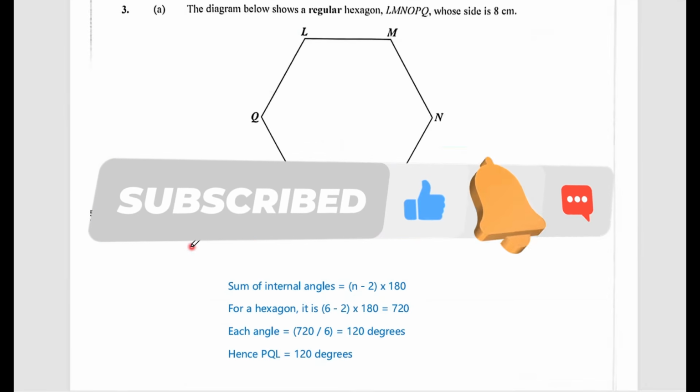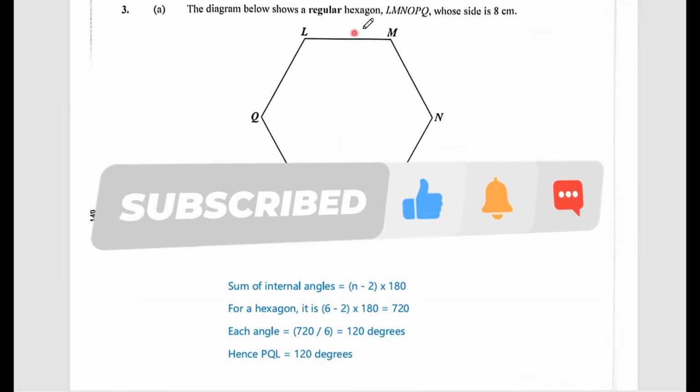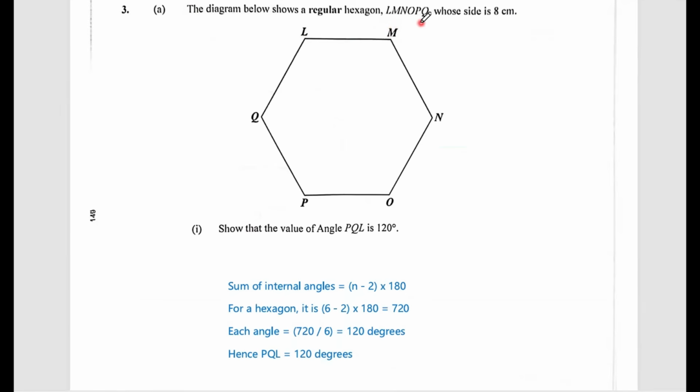All right, we're done with question 2. Question 3. The diagram below shows a regular hexagon, LMNOPQ, whose side is 8 cm. Show that the value of angle PQL is 120. PQL, that's this angle. We want to show that it is 120. Call it x for now if you want.